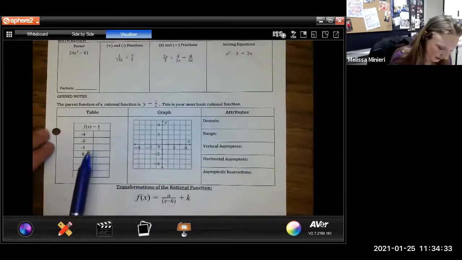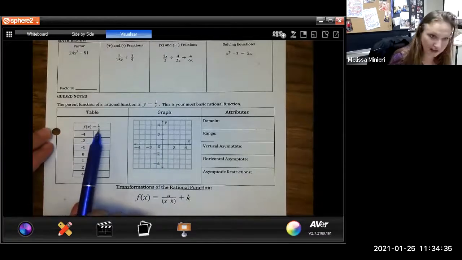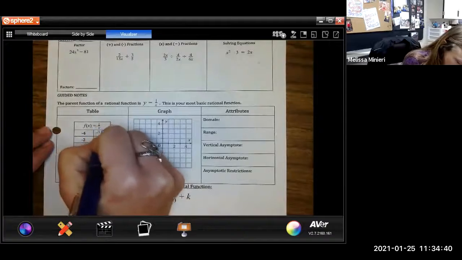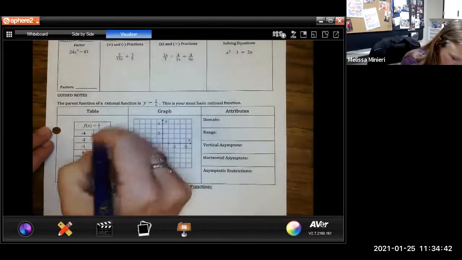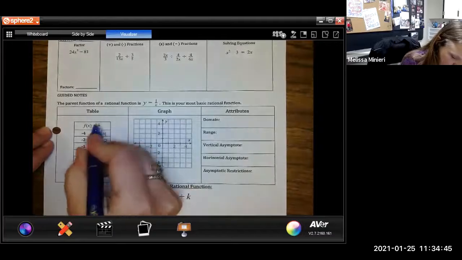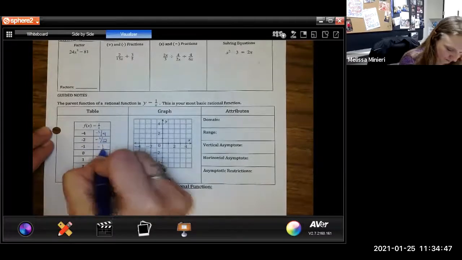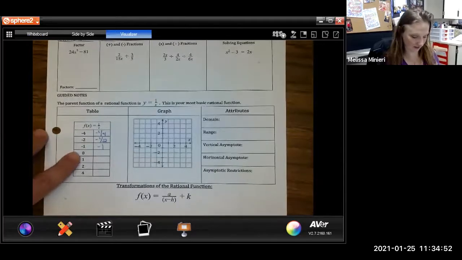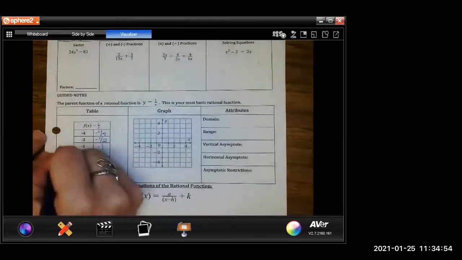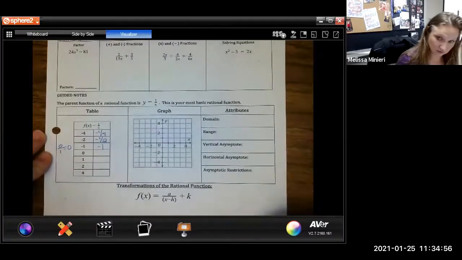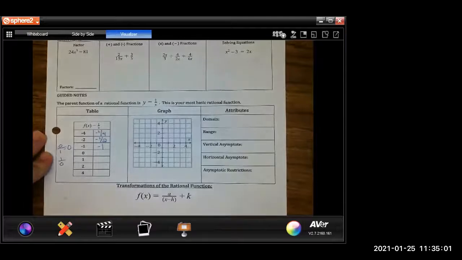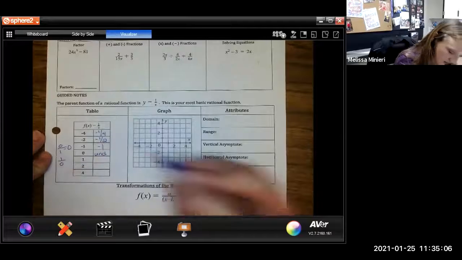All right, so first to get our graph, we're going to plug in some numbers for x here. When I plug in -4, I'm going to get -1/4 for the y. And -1/2, and 1 divided by -1 is -1. What happens when I plug in 0 though? 1 divided by 0 is undefined. Yeah, that's undefined. So this one is undefined.